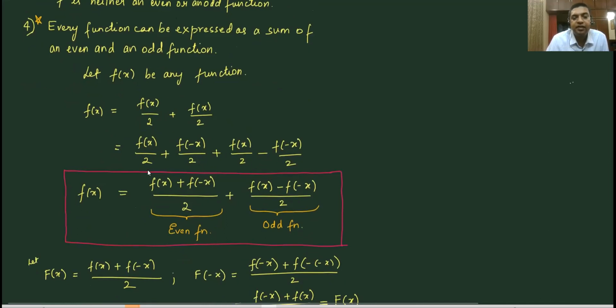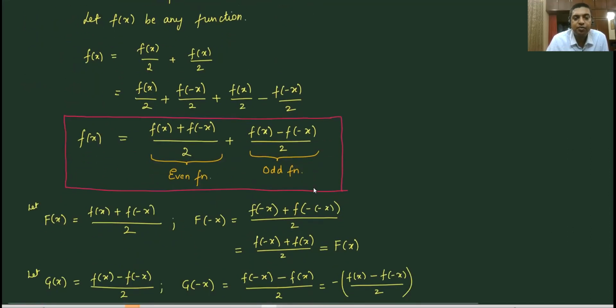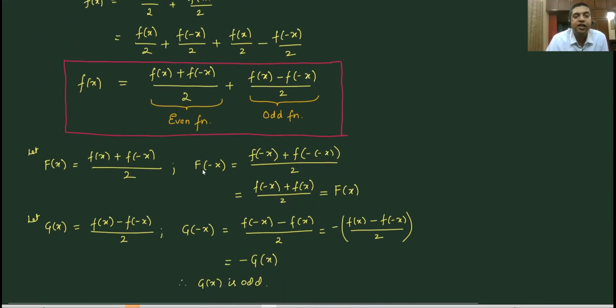So then you combine these two: f of x plus f of minus x upon 2, plus f of x minus f of minus x upon 2. This component will be even, this component will be odd. You can see this. Let this be capital F of x. Replace x by minus x, you will get f of minus x plus f of x by 2, which is f of x original. So it's an even function.